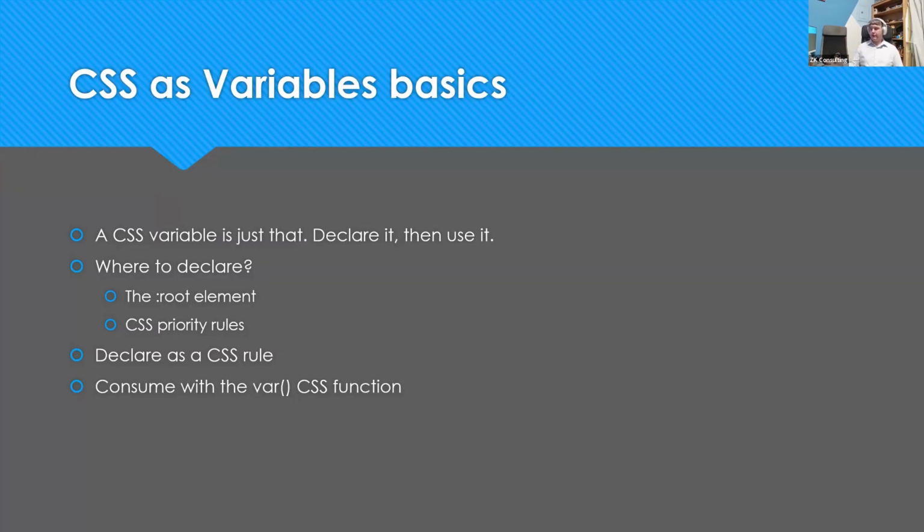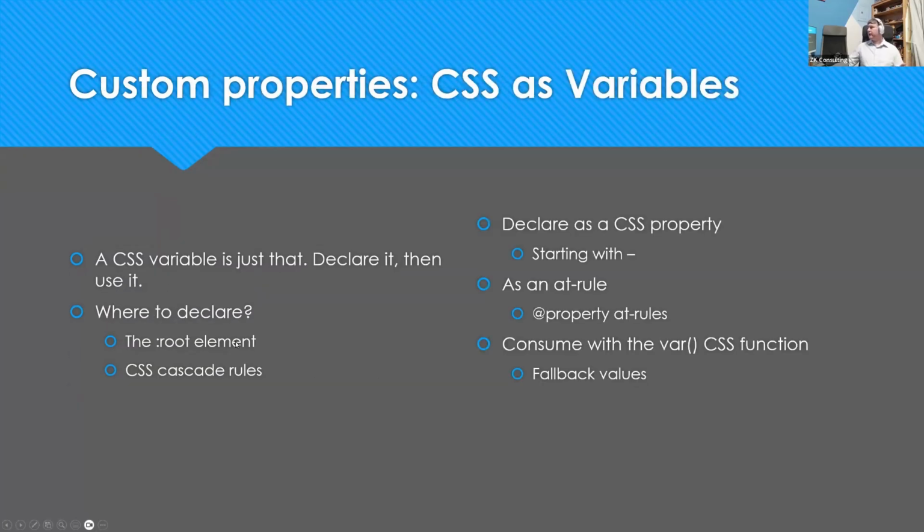You can consume it with the var CSS function. The var CSS function very simply lets you target a variable that is in the current namespace and apply that value directly to your style sheet. So I'm staying as short as I can on the basics, but we're going to get into some examples, to make sure that you can see how that works in a real page and how that can be useful.